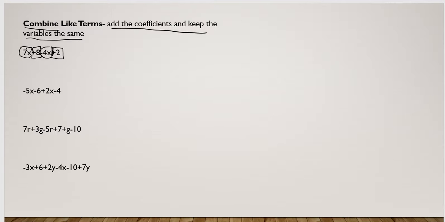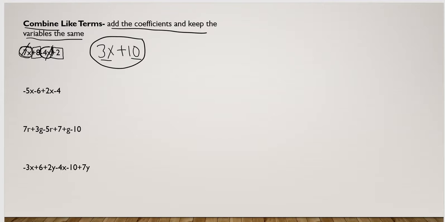So 7x is a like term with negative 4x. In your calculator, if you put in 7 plus negative 4, you get 3, and that would be 3x. The variables stay the same. We can also combine a positive 8 with a positive 2, and that would be a positive 10. Now, this is our simplified answer. We cannot combine 3x and 10 because this one has an x and this one doesn't. Let's look at the next one.